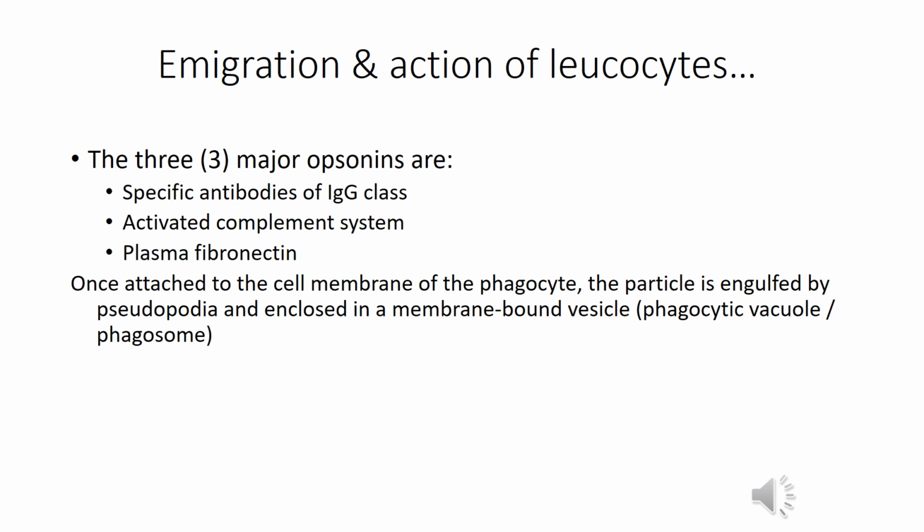Now, once attached to the cell membrane of the phagocyte, the particulate matter to be engulfed is taken in by pseudopodia and closed into a membrane known as the vesicle or phagocytic vacuole or phagosome, and then it is disintegrated and removed. That is how the body gets rid of invading bacteria. That is how the body gets rid of dead tissue that is no longer needed.